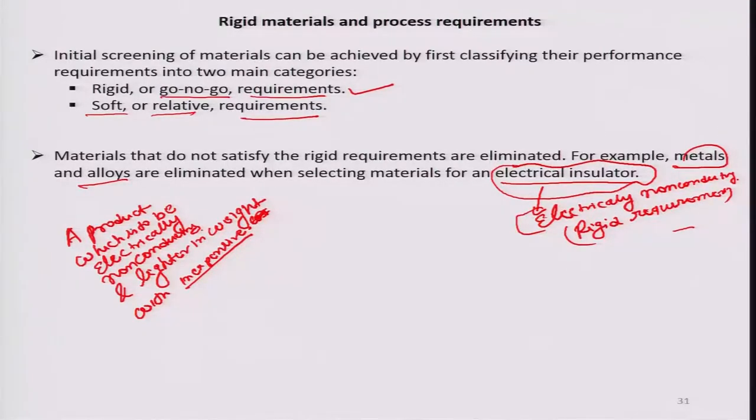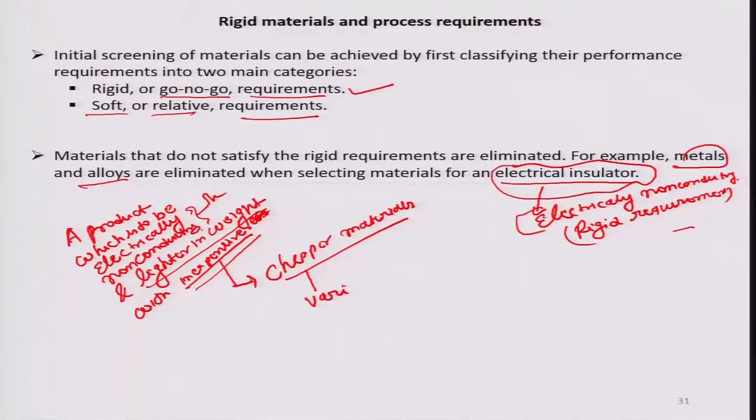You are going to make a product which is electrically non-conducting, that is the hard requirement. Second thing, lighter in weight, and third one is inexpensive. So cheaper materials, it may be a variety of materials will be there in a short range of price.